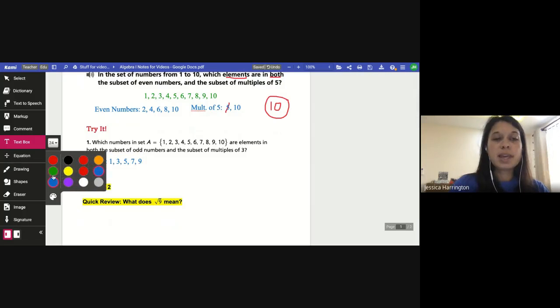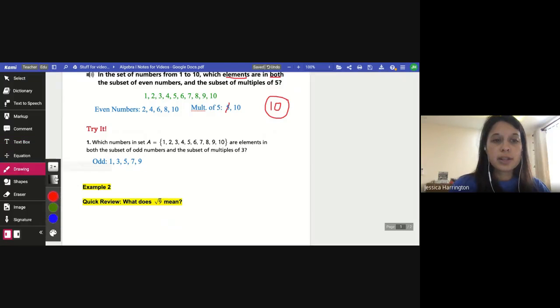Now instead of making a separate subset, I'm just going to go back and circle in here which ones are also multiples of 3. 1 is not. 3 is a multiple of 3. 5 is not. 7 is not. And 9 is a multiple of 3. So there's only two numbers that are odd and multiples of 3 from this set, and that is 3 and 9. Okay, so that's my answer for that one.